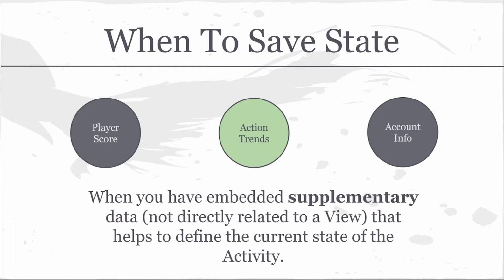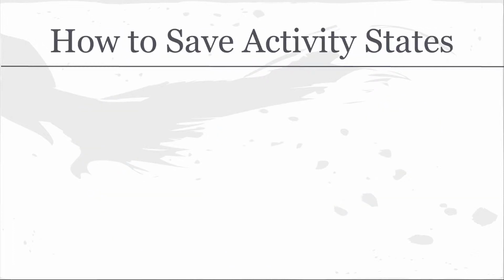That information needs to be saved manually by the developer just to make sure that it's available when the user returns to the application if it happens to have been destroyed earlier. So this is when you should save state, if you have some sort of set of variables that help define the activity but aren't directly related to any of the Android components in that activity. If that's the case, then we will need to save the state.